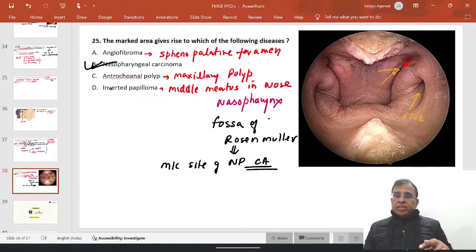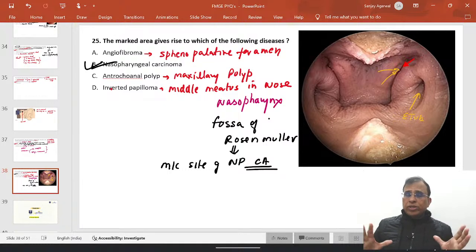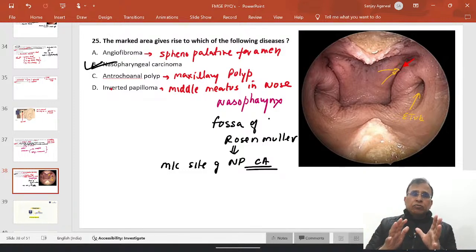So these last 3rd and 4th diseases are related to the nose and sinuses. The first 2 are related to the nasopharynx by and large, but nasopharyngeal carcinoma is seen in the fossa of Rosenmuller, which is shown in the image, while angiofibroma is seen in the sphenopalatine foramen, and we have discussed questions on angiofibroma already, right? So these are the 25 questions that I wanted to discuss, because I was told that we should complete by and large. We don't take too much of your best available time. We want to complete the discussion within 1.5 hours.